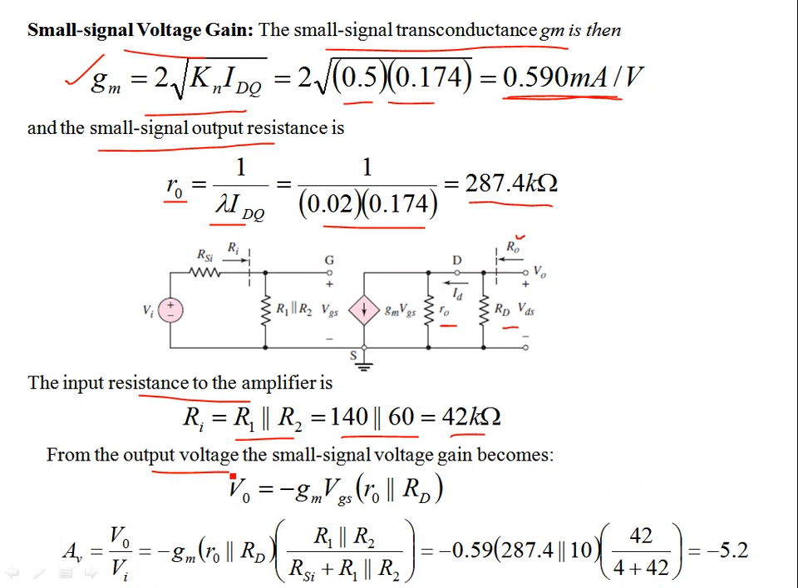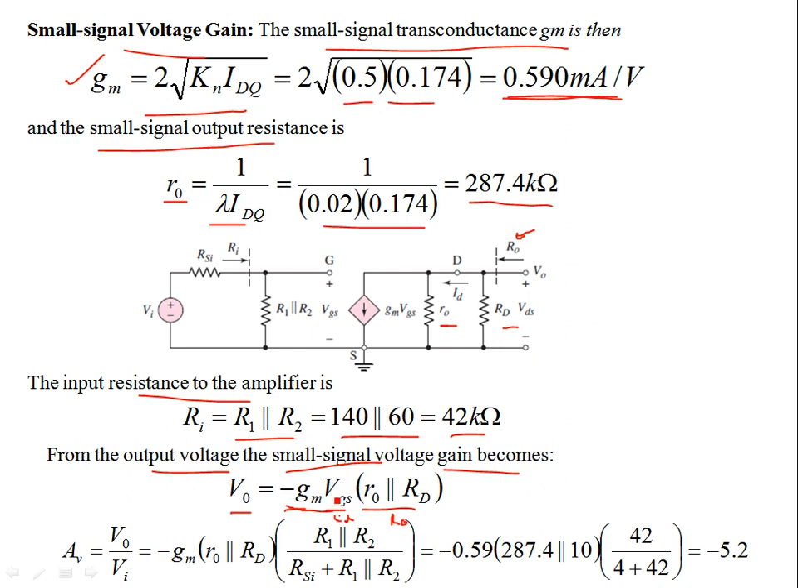So from the output voltage, the small signal voltage gain becomes V0. V0 is equal to minus gm VGS times R0 in parallel with RD. Okay, so this gm VGS is your AC drain current, right? R0 parallel RD is your output resistance over here.